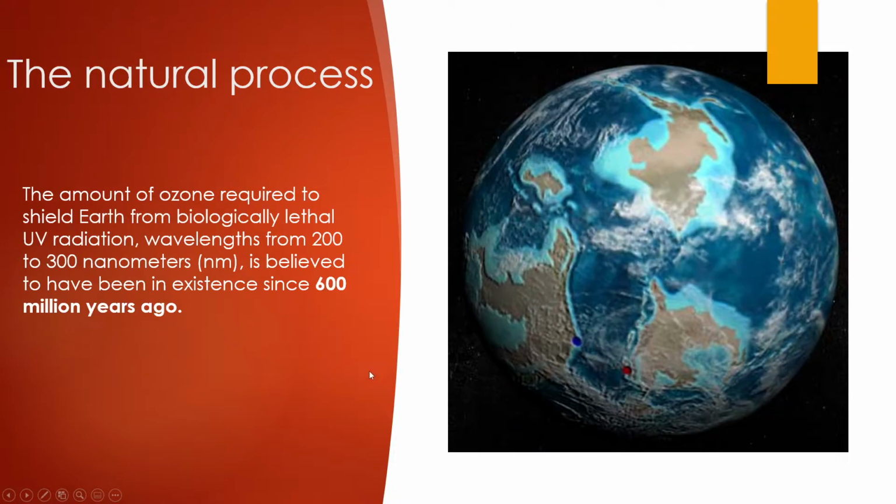The amount of ozone required to shield Earth from biologically lethal UV radiation wavelengths from 200 to 300 nanometers, and that's going to be your UVC typically, is believed to have been in existence since 600 million years ago. Before that point, life on Earth was on its own. Why did it only come into existence around that point? We needed the oxygen to create the ozone layer. Basically, the evolution of phytoplankton and plants in general was needed before appreciable levels of oxygen could develop in our atmosphere that allowed for ozone to form in the first place.